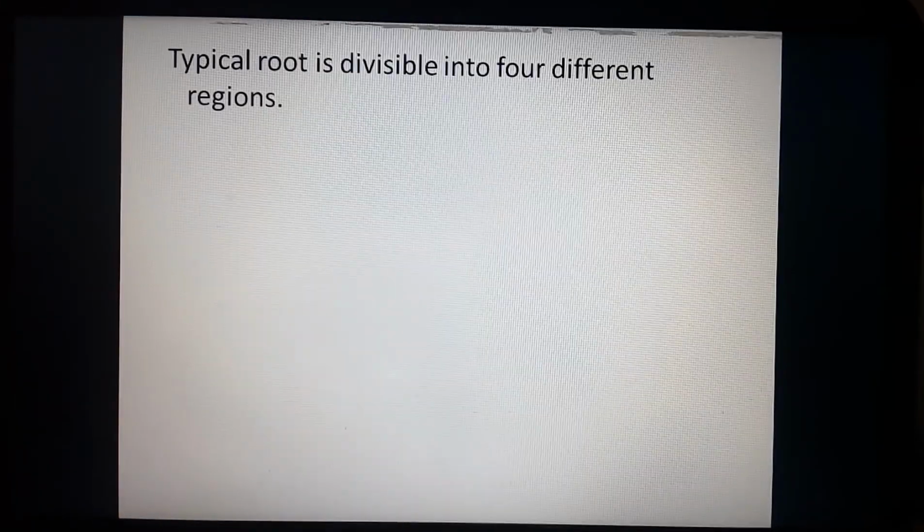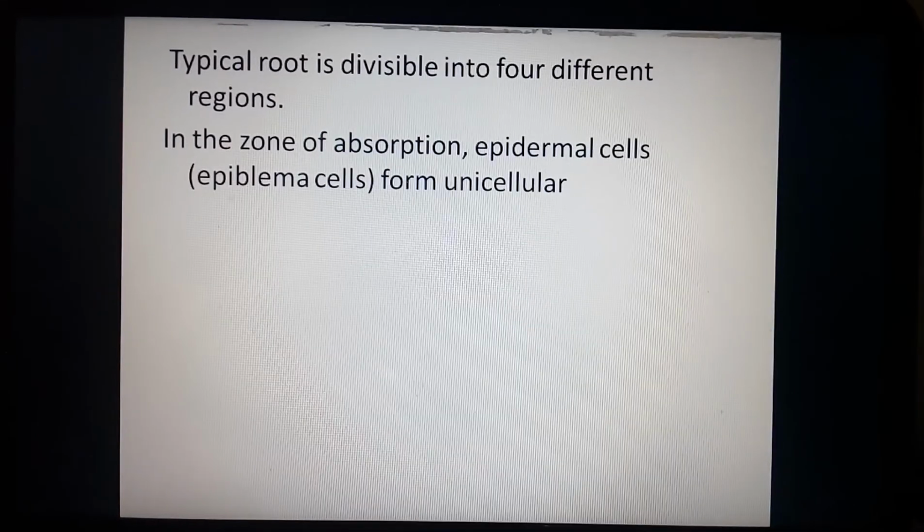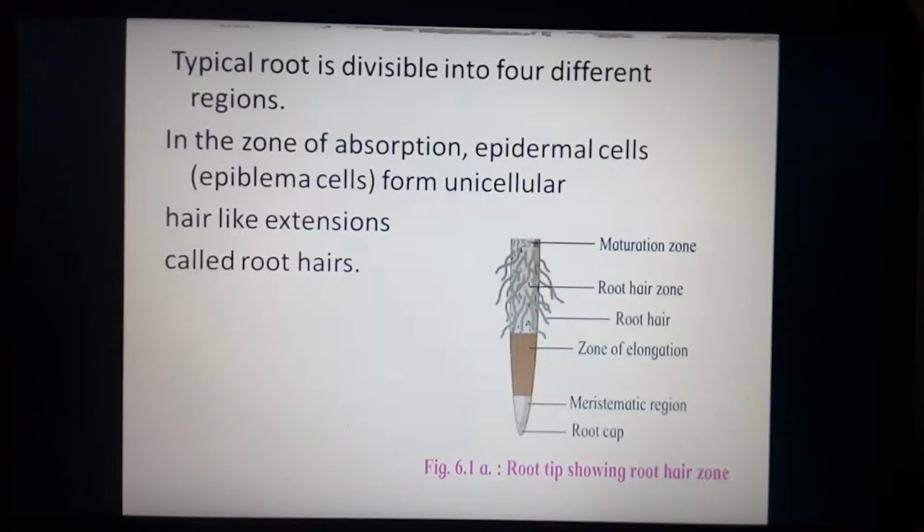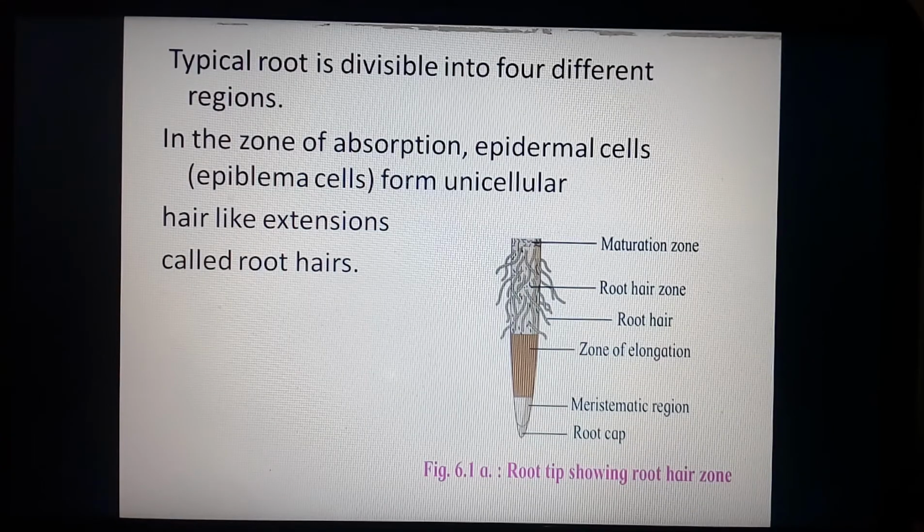Besides that, you can observe this typical root. The structure of a typical root shows 4 different regions. First, the region of maturation, region of absorption, region of elongation, and region of cell division, also called the meristematic region. In this meristematic region, one can observe the presence of dividing cells, and these dividing cells are protected with the help of a root cap.